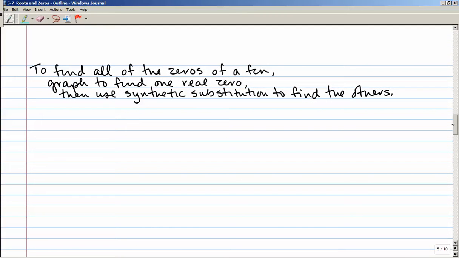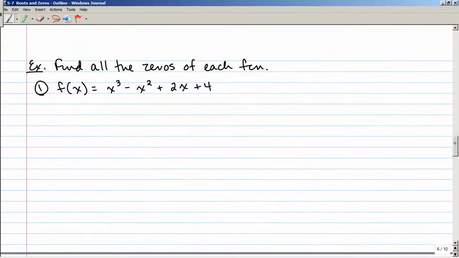So in order to find all of the zeros of a function, we're going to graph the function to find one real zero. So we're going to graph it to find one place where it crosses the x-axis, then we're going to use synthetic substitution or synthetic division to factor and to find the other solutions. So here's our first example. Find all of the zeros of f of x equals x cubed minus x squared plus 2x plus 4.